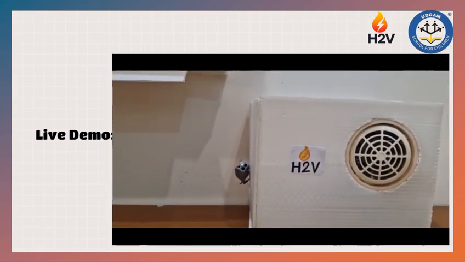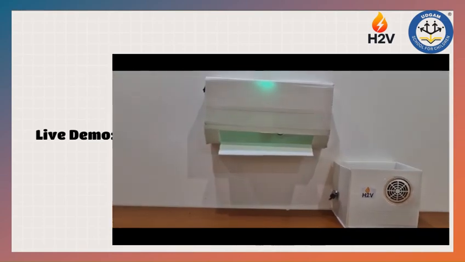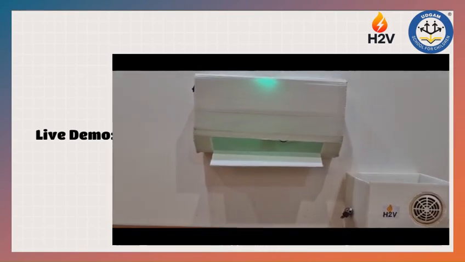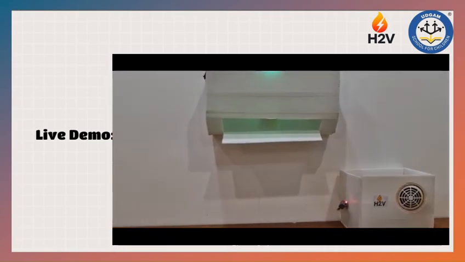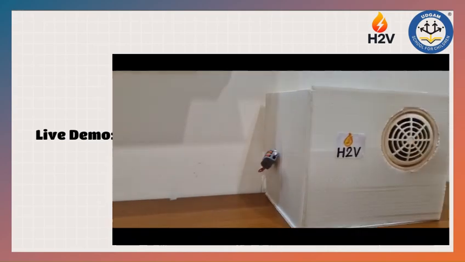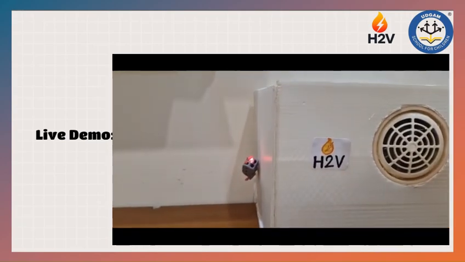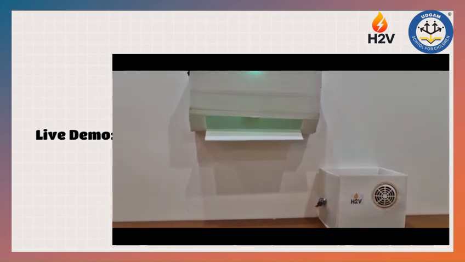Now, let me show you a demo of how this system works. After I turn on the AC, the compressor also starts. Now, you can see the bulb glow. This is the result of our system, H2V, converting the waste heat from the AC into electricity that can be used, by using the Seebeck effect.